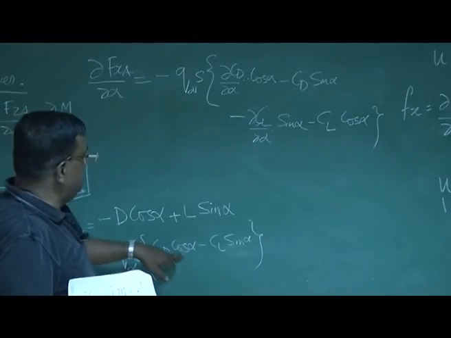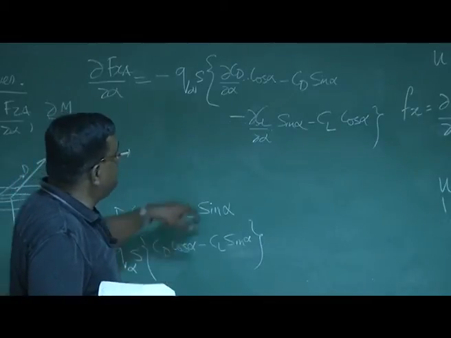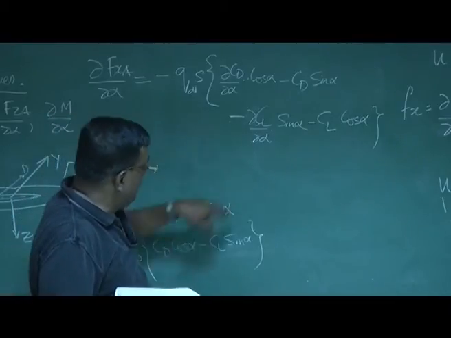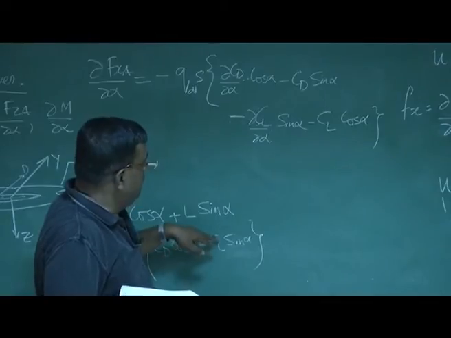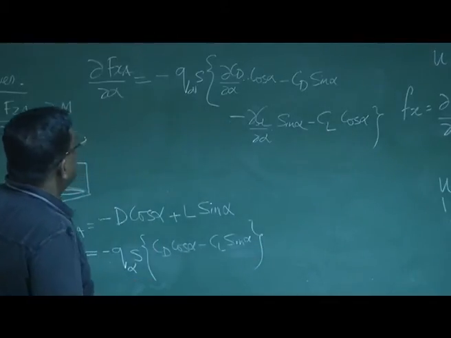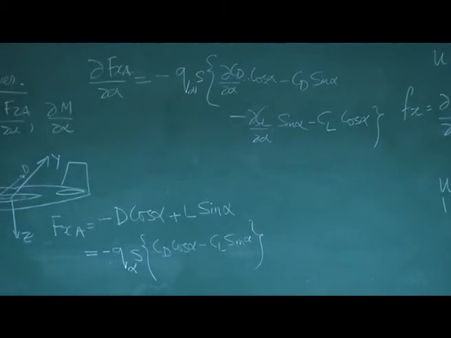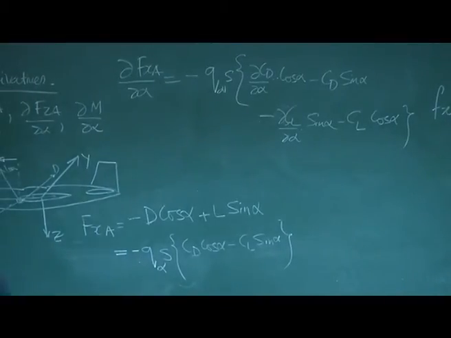dCD by d alpha into cos alpha, then CD, derivative of cos alpha is minus sin alpha, so minus CD sin alpha. Second term is minus dCL by d alpha sin alpha, then minus is there already, and CL, derivative of sin alpha is cos alpha. Now what is the story? Story is we have to evaluate dfxa by d alpha at what condition? At steady state, okay.